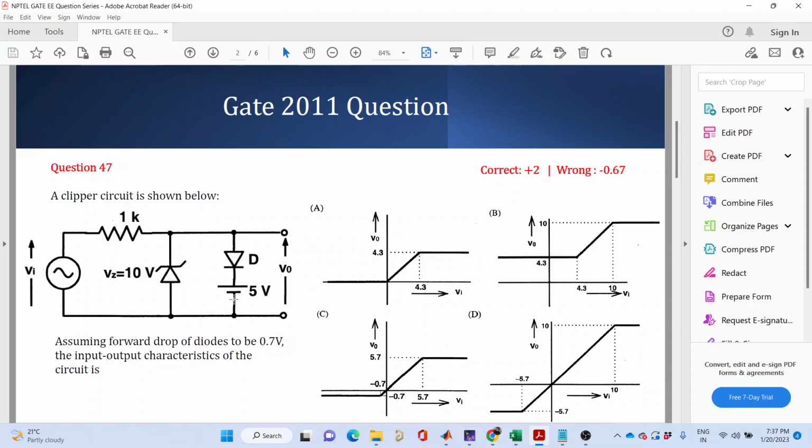Just imagine VI sinusoidally increasing from 0 to 5.7. The voltage across the Zener diode has not yet reached 10 volts. It is gradually increasing. The moment VI becomes 5.7, this diode D becomes forward biased, and the potential at this point becomes clamped at 5.7 volts. Is this point very clear to everybody?